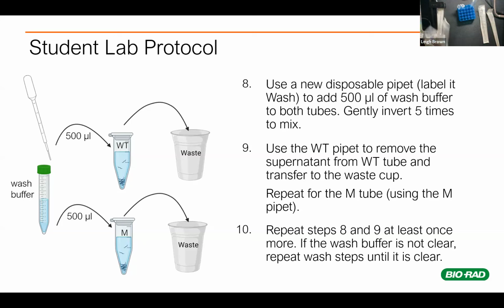Once you've got that pellet all the way down again, go ahead and add our next series of washes. So another 500 microliters of wash to your wild type and 500 microliters to your mutant. Then once again, follow both of those up with some gentle agitation, 5 or so back and forths of the tube, just to help strip off any of those E. coli that are on the outside of the C. elegans. Then set them up again and let those little worms precipitate.